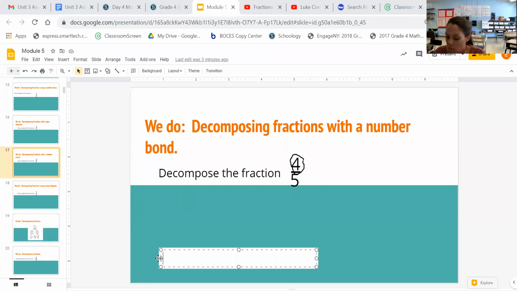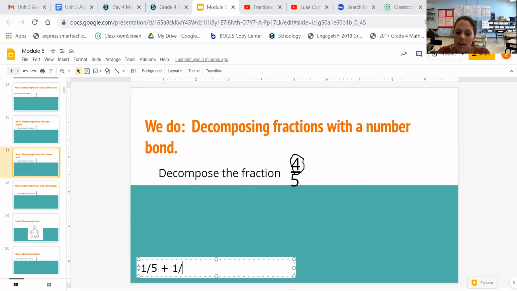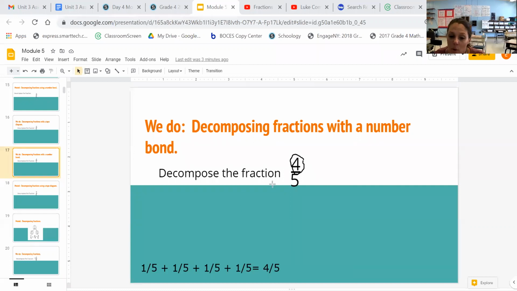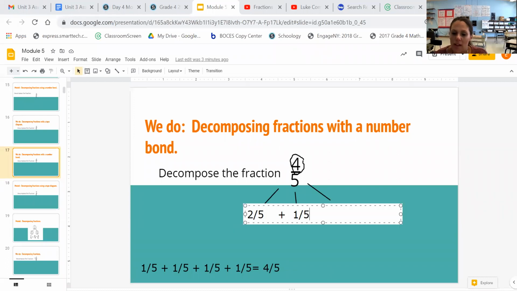So one way we said was 1/5 plus 1/5 plus 1/5 plus 1/5, and that would give us our 4/5. Another way we can decompose or break it apart, let's do 2/5 plus 1/5 plus 1/5. That equals 4/5. Maybe you did 3/5 plus 1/5. Maybe you did 2/5 plus 2/5. Those are different ways that you can decompose this fraction.